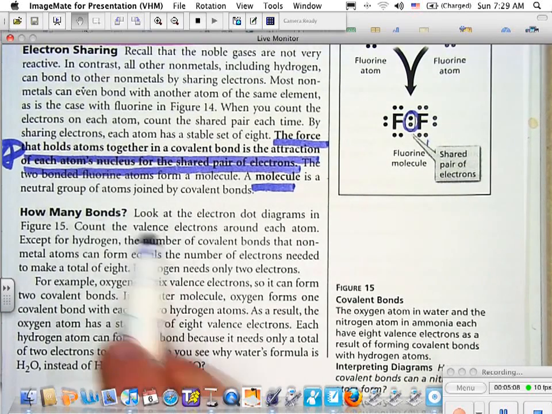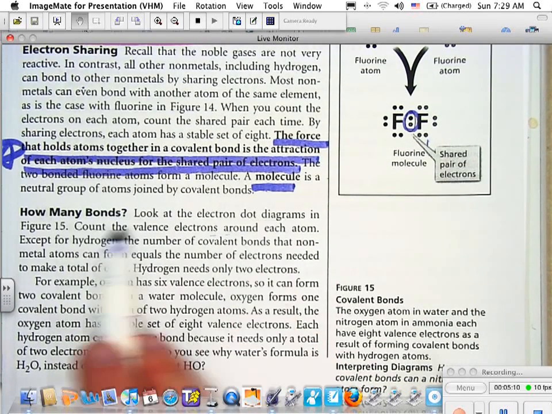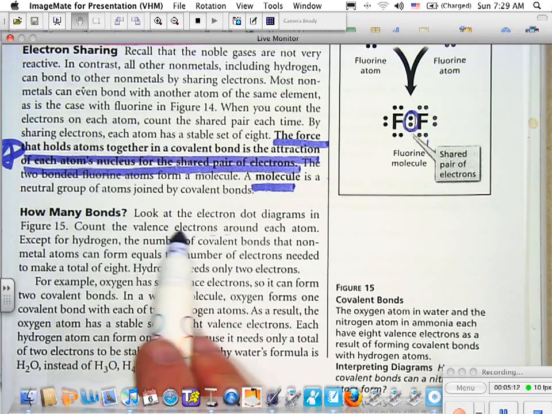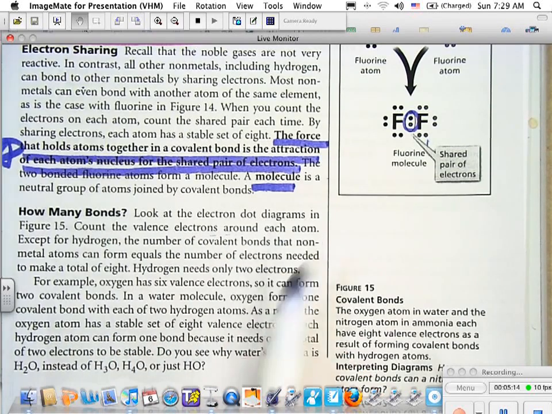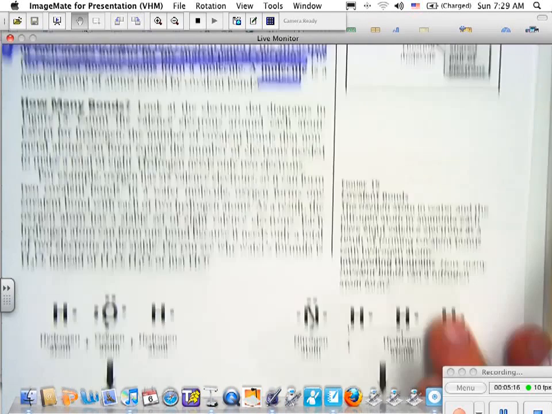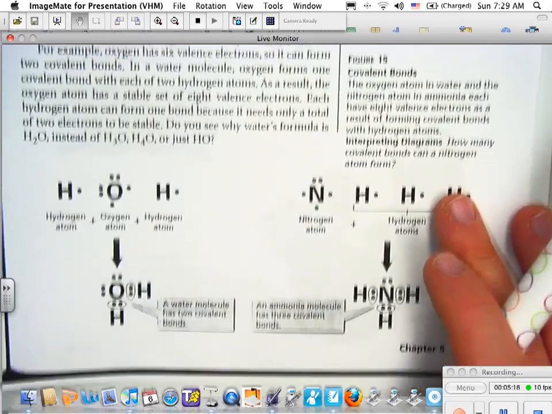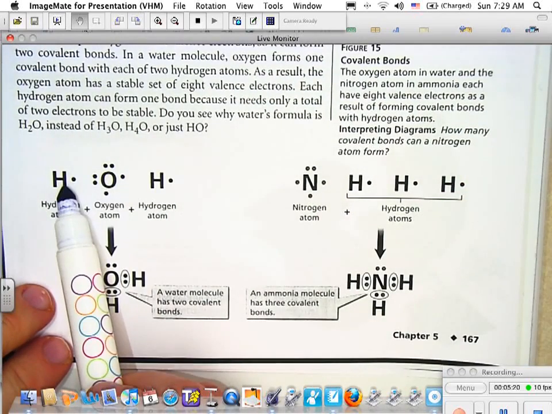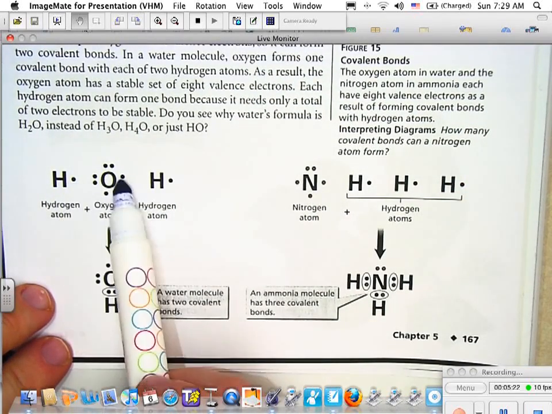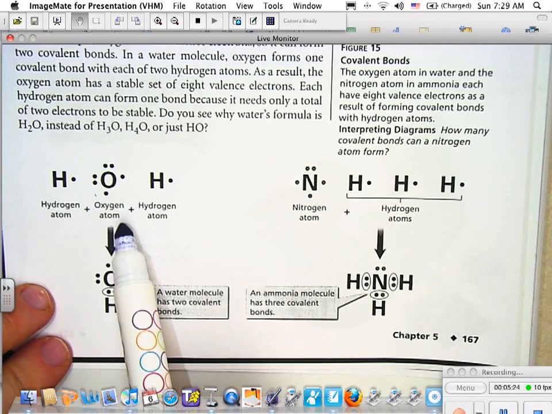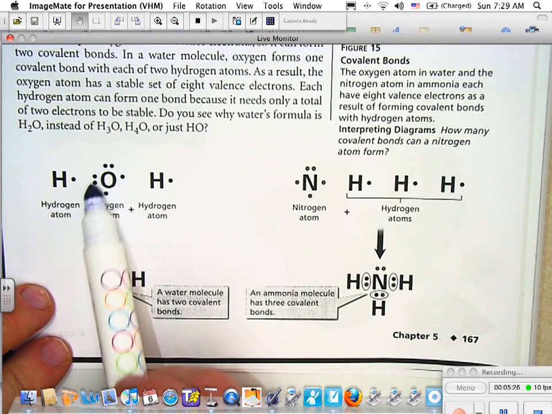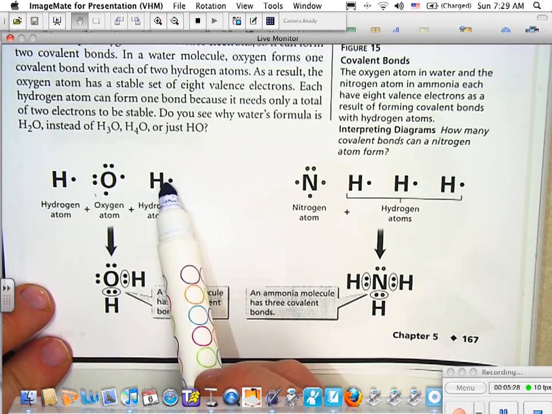How many bonds? Look at the electron dot diagram in figure 15. Count the valence electrons around each atom. Alright, here's figure 15 right here. Here's one valence electron around hydrogen. Here's 1, 2, 3, 4, 5, 6 around oxygen.